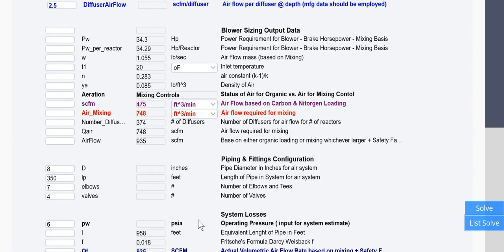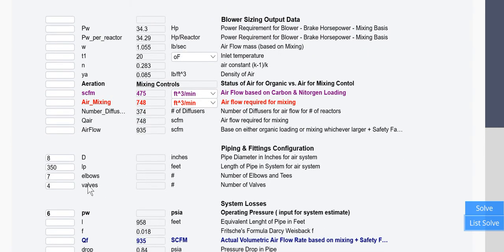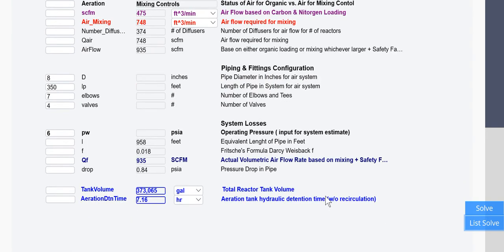We come down and we do pipes and fittings. We've got an 8-inch diameter pipe, 350 feet, 7 elbows, 4 valves. System losses: we're operating at 6 PSI, and the app calculates out what the losses will be. This is your tank volume, and this is the aeration time.